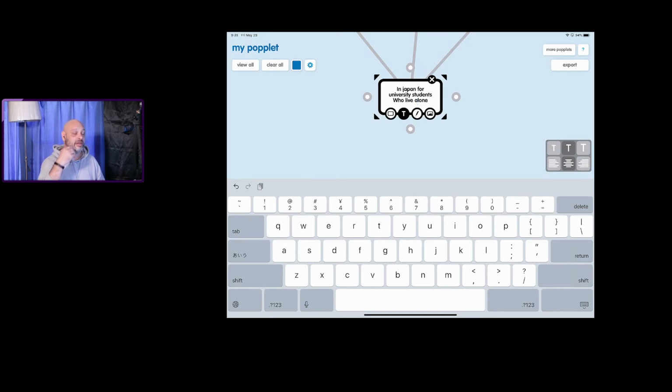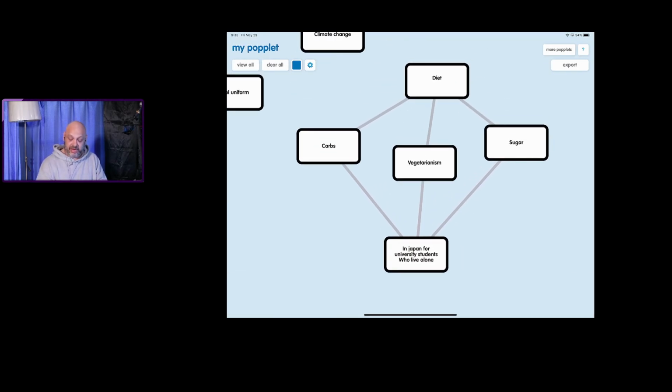All right. So now, if you look at any of these big, huge topics, this filter allows you to really be specific about who you're talking about. And in 2 pages, you can probably write something about this. So in Japan, for university students who live by themselves, that really narrows the field. You're not talking about all vegetarianism. You're not talking about all detriments for sugar. You're talking about how it affects this particular group of people.